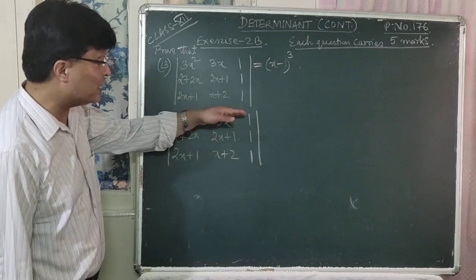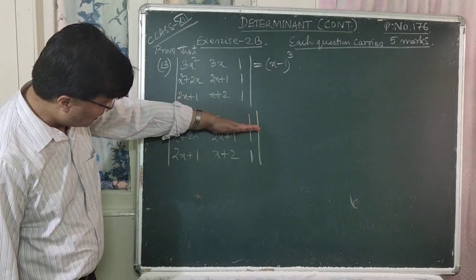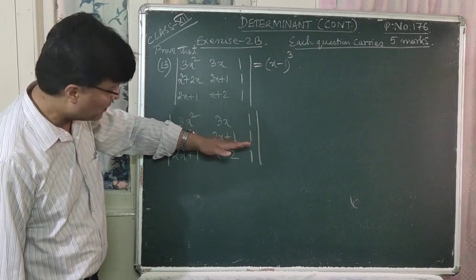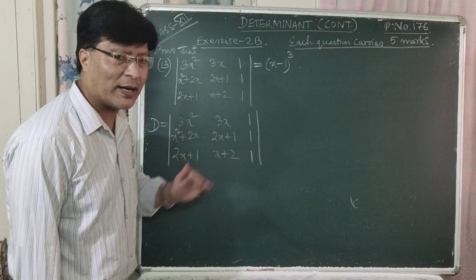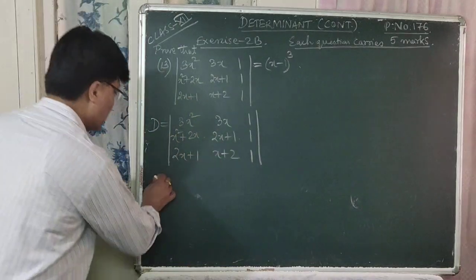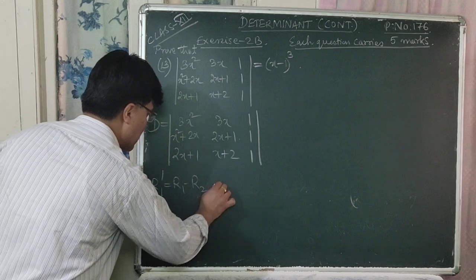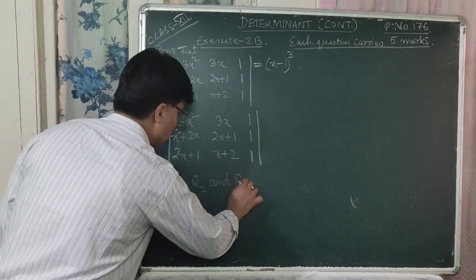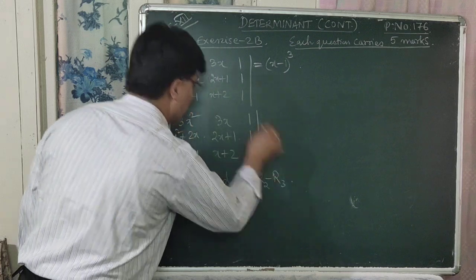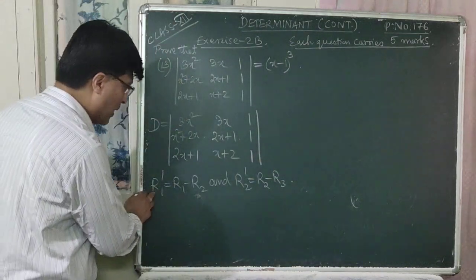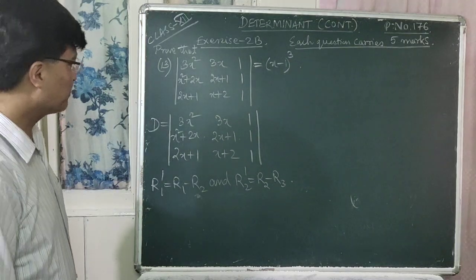So how can you make any two of these ones 0? You have to write R1 minus R2, 1 minus 1, 0. R2 minus R3, 1 minus 1, 0, right? That means row 1 and row 2 are changing. So R1 dash is equal to R1 minus R2 and R2 dash is equal to R2 minus R3. That means row 1 and row 2 are changing, right?